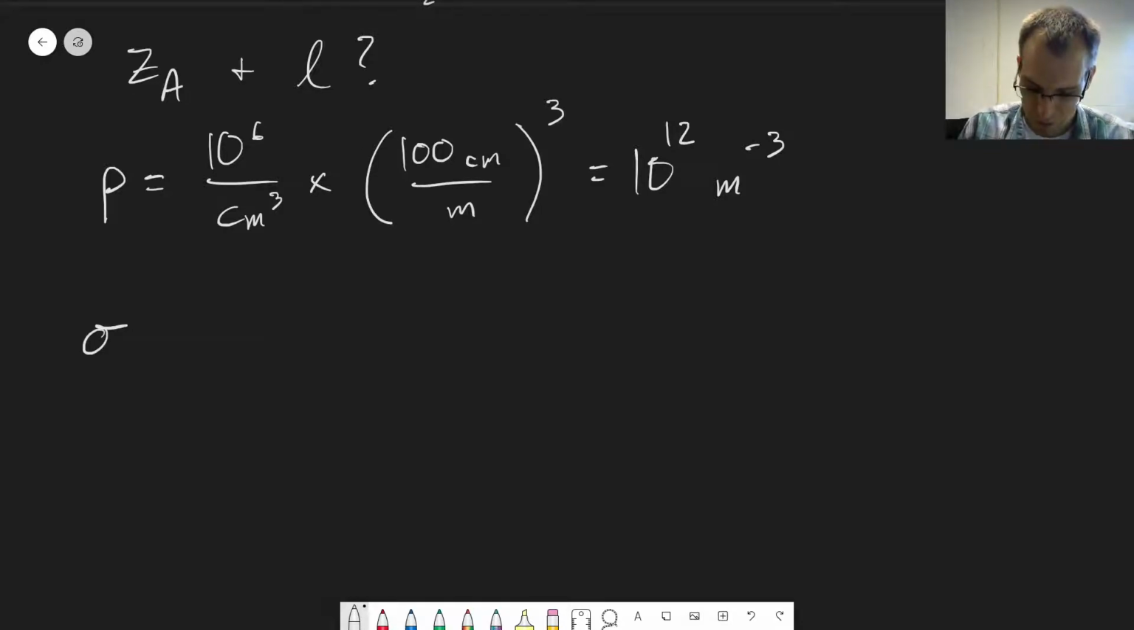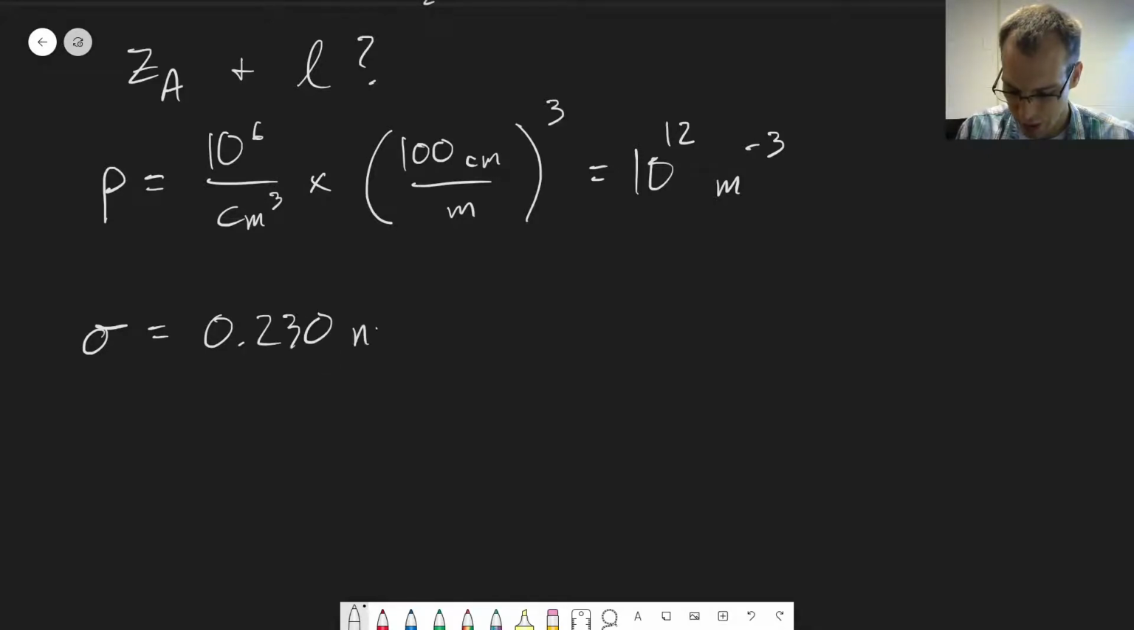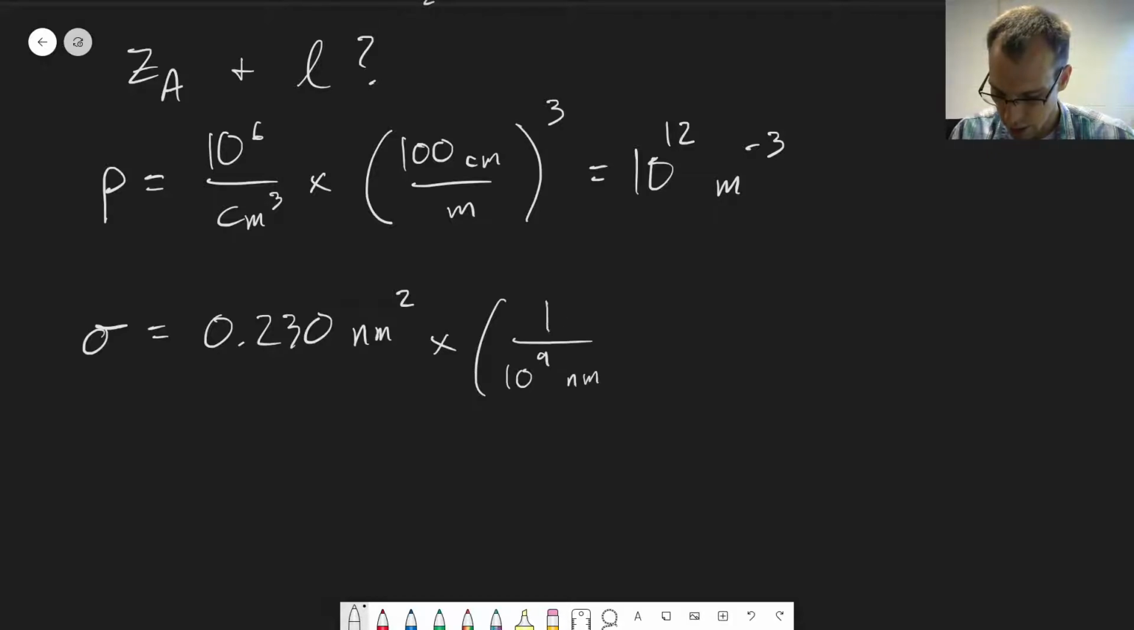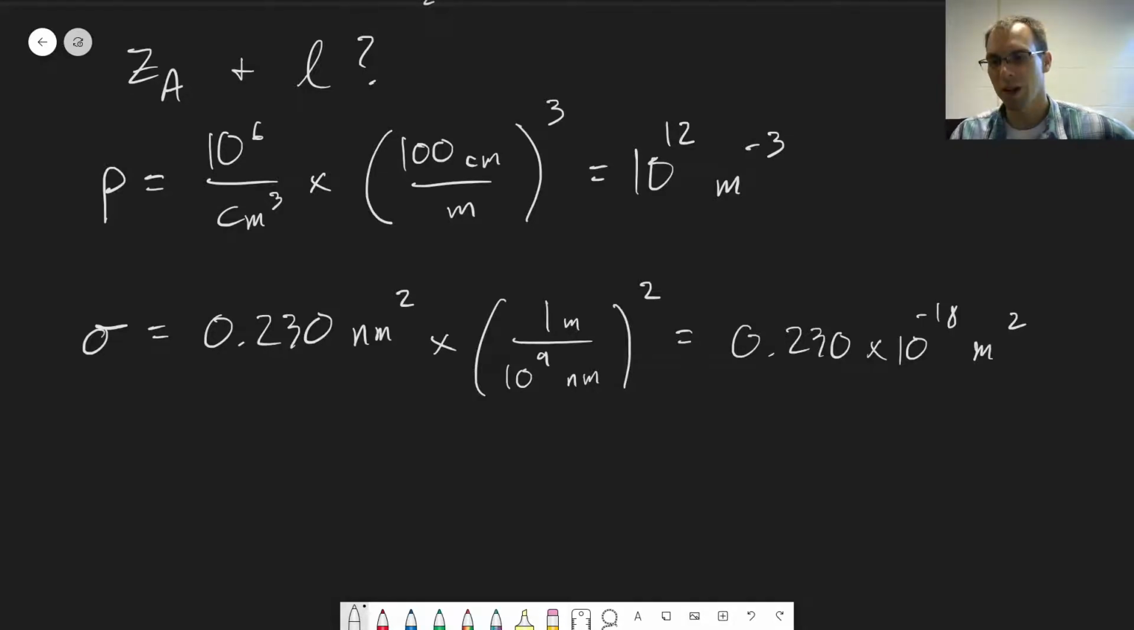The other conversion factor we need to do is sigma, because we were given that in square nanometers, and we need to convert that to square meters. All right, so we know there are 10 to the 9th nanometers for every 1 meter, and again we're going to have to square that, and that'll give us 0.230 times 10 to the minus 18th square meters. We could write this as 2.3 times 10 to the minus 19th as well.